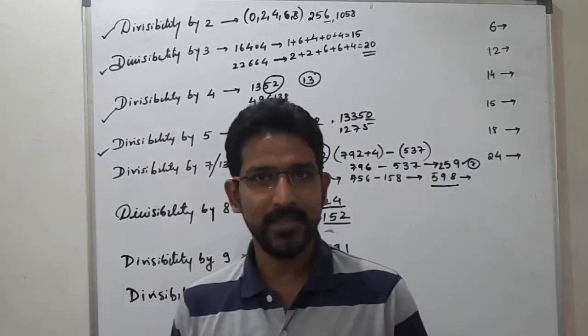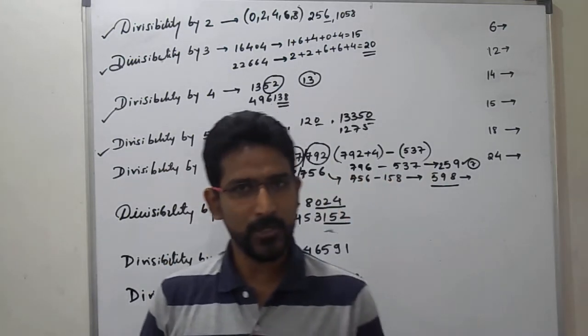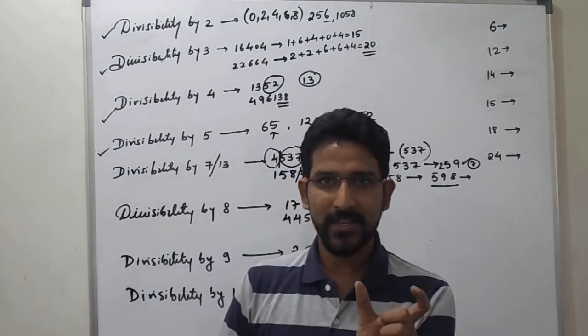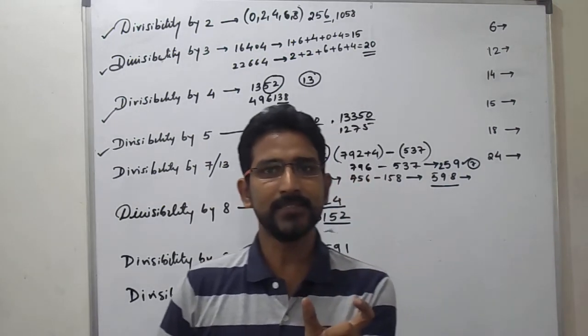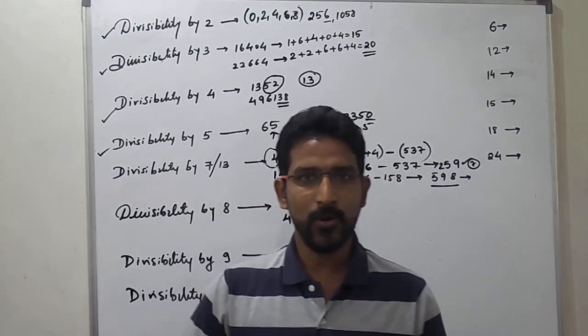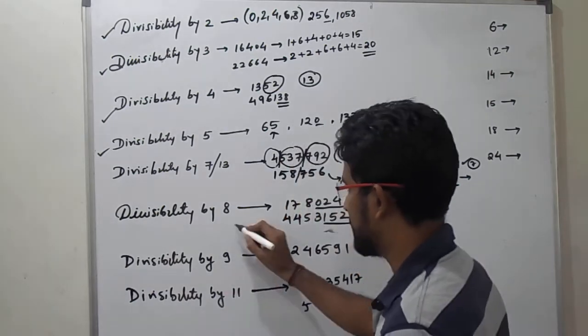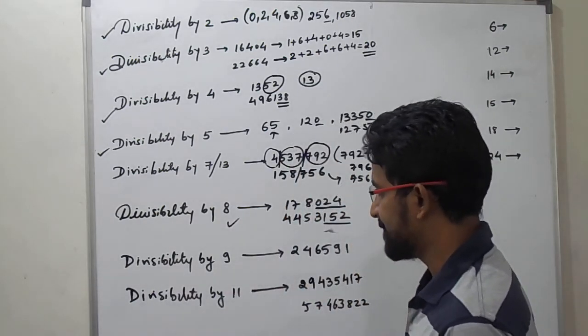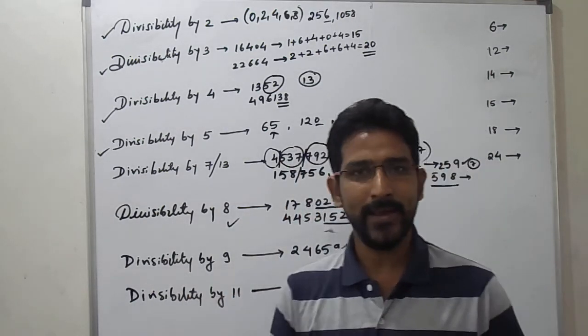So to check whether the number is divisible by 8 or not, you have to just check the last 3 digits. If those last 3 digits are divisible by 8, then the whole number will be divisible by 8. So this is divisibility by 8. Now next is divisibility by 9.